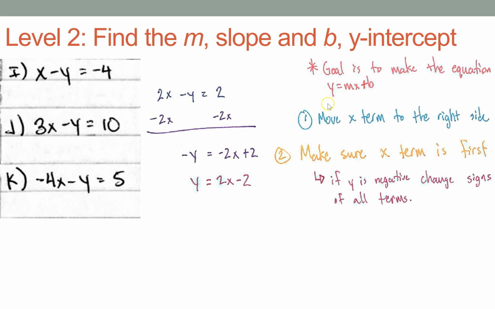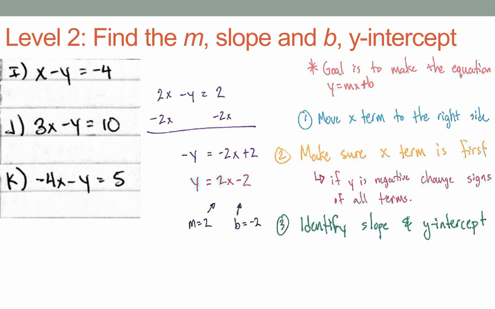So once I have y equals mx plus b, all I have to do is identify the slope and y-intercept. So you should see right away the slope is positive 2 and the y-intercept is negative 2. So go ahead and pause the video. I'll be here when you get back and you finish I, J, and K just like this example.